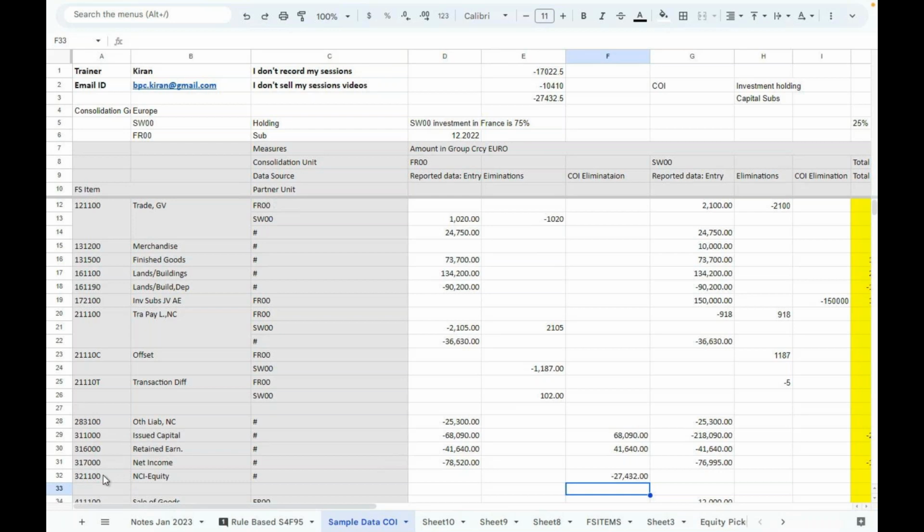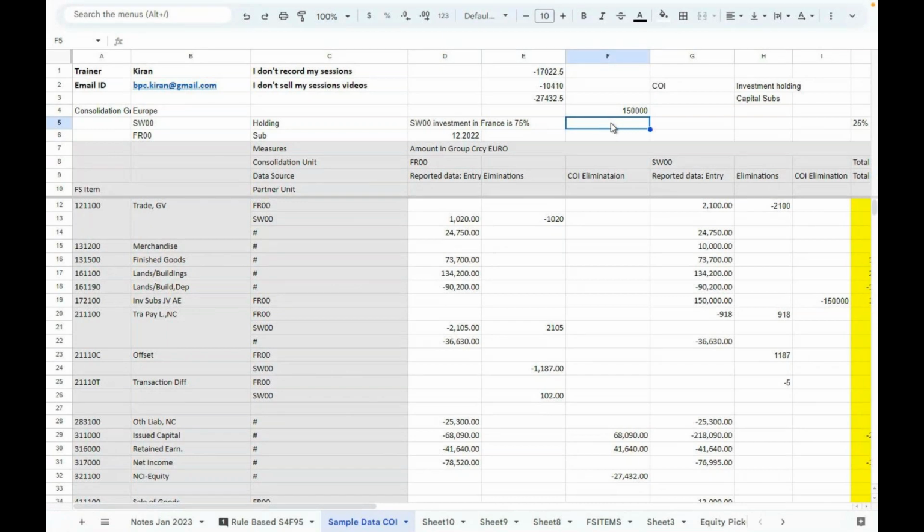Once 27,432 is posted, correct, right? So this 410,432, correct. Now, goodwill you have to calculate. So NCI equity is calculated, and goodwill also you need to calculate. How to calculate the goodwill? Investment minus 75% of my common stock and retained earnings. So what is my investment? My investment is 150,000. Switzerland investment in France is 150,000.